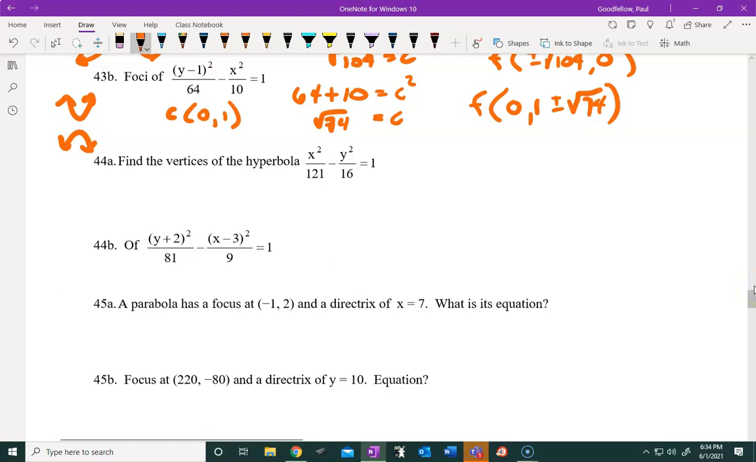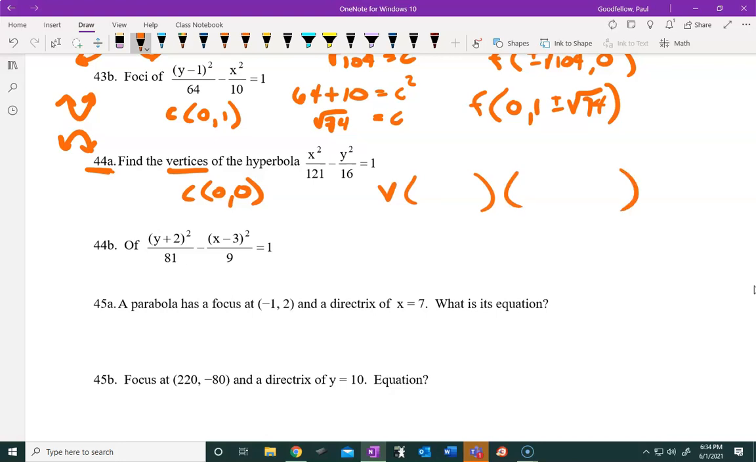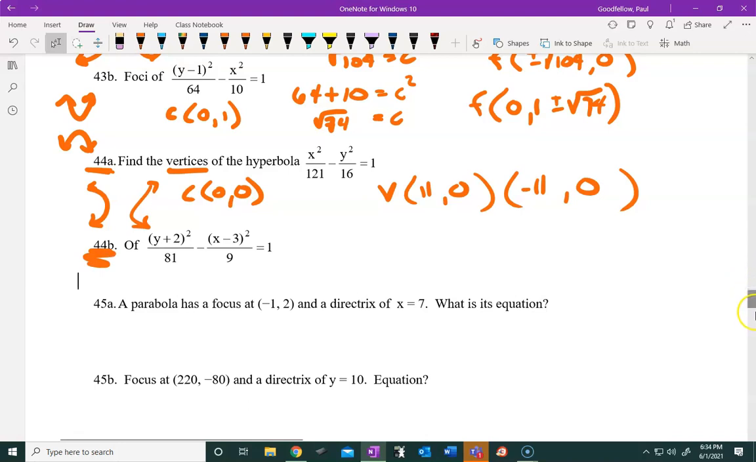44a, find the vertices of the hyperbola. Vertices of the hyperbola are going to be about a. So we would add that to the center. The center is awesome. That's a 0, 0 center. So the vertices would be an a amount added on to the x direction, because this is an x direction hyperbola. And if I added on 11, they'd be 11, 0 and negative 11, 0. That would be your vertices. Find 44b, do the same thing. See if you can do it.